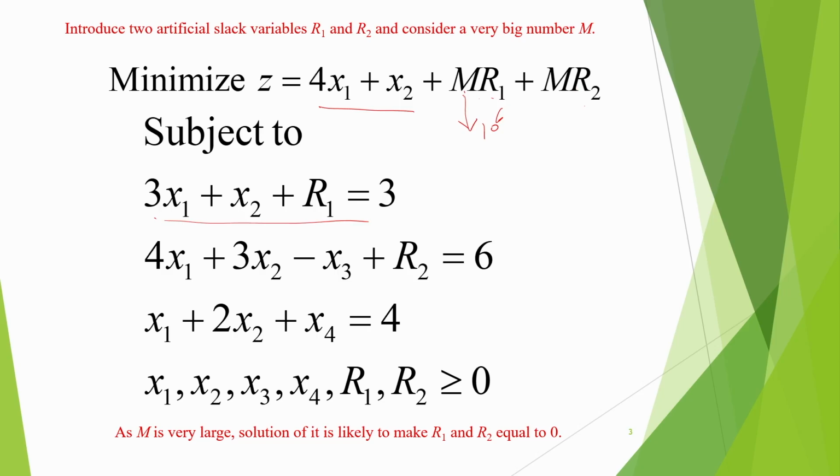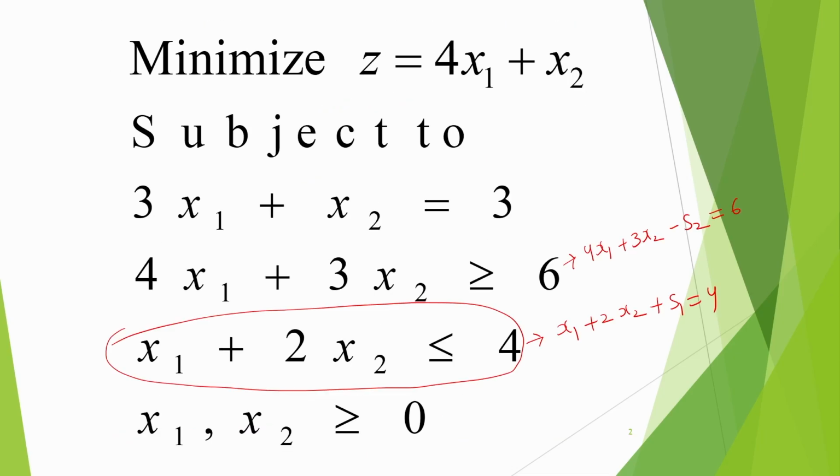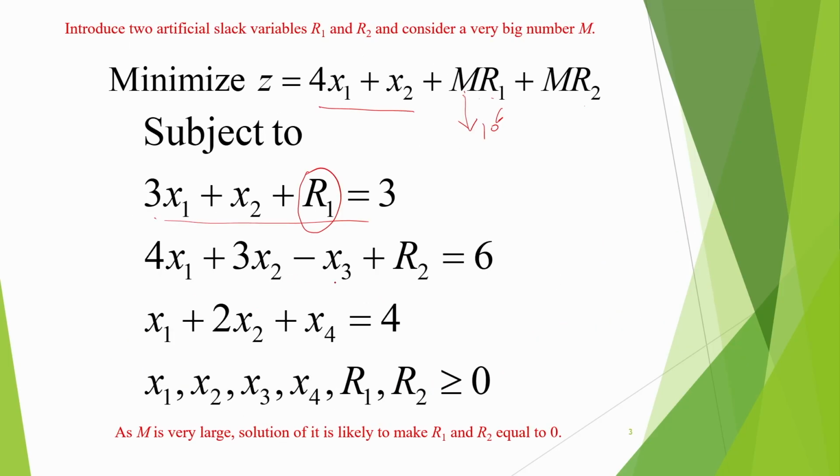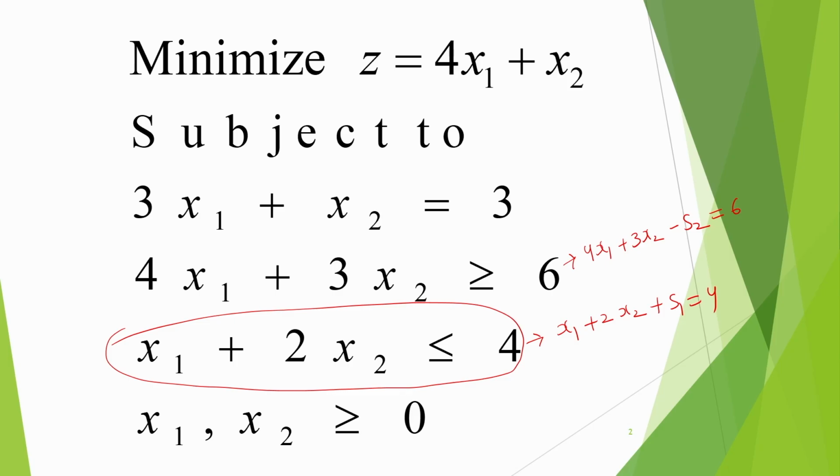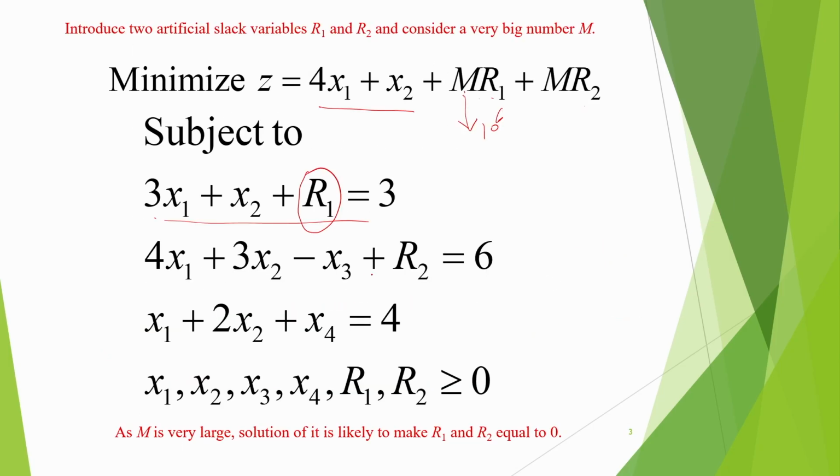Subject to: 3x1 plus x2 is equal to 3 was there, so we added plus R1 equal to 3. This is the artificial variable we added. Next was 4x1 plus 3x2 greater or equal to 6. Since it is greater than or equal to 6, a surplus variable will be added, so 4x1 plus 3x2 minus x3. But on top of that we added an artificial variable plus R2 is equal to 6, and the third one is x1 plus 2x2 plus x4 is equal to 4. It is a natural slack variable that also has come here.